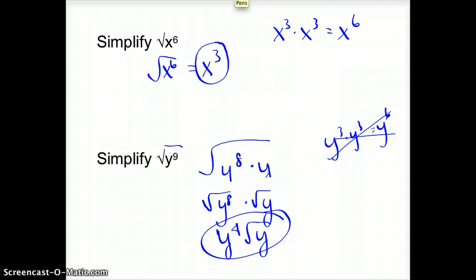Okay? So if I asked you to simplify square root of y to the 9th, you would have y to the 4th times square root y. If you were to simplify square root of x to the 6th, you would just have x to the 3rd. Okay, now let's put some of this together.